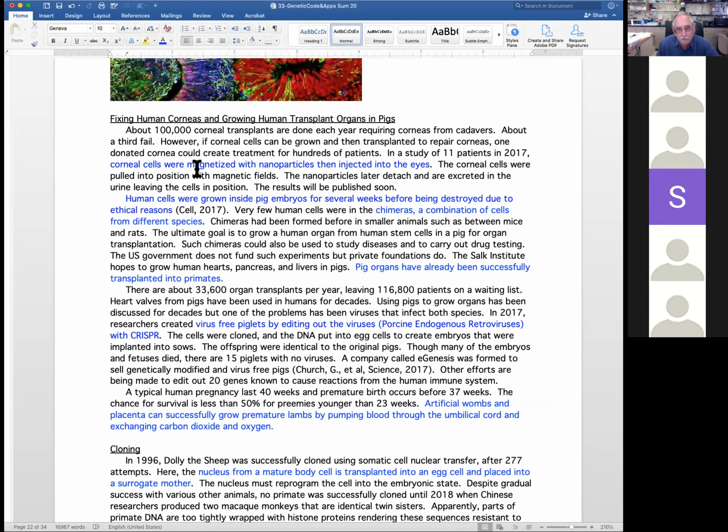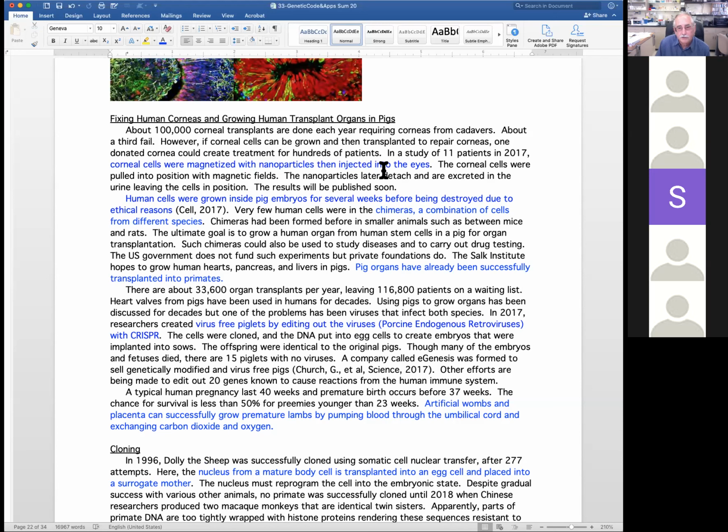Here's an interesting thing. The cornea transplants were done using corneas from cadavers. About a third of them would fail. But if they could get corneal cells grown and transplanted to repair corneas, then one donated cornea could create treatment for hundreds of patients.